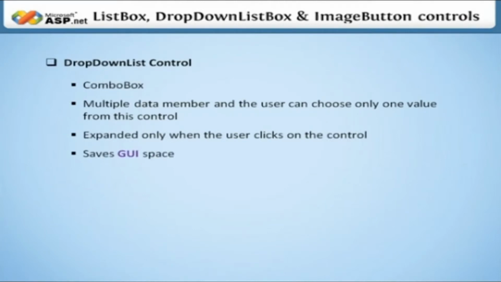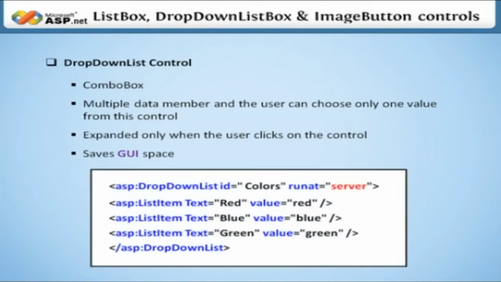We can create a drop-down listbox control by adding this code in HTML mode of web form. Here, drop-down listbox contains various items like red, blue, and green. Image control.